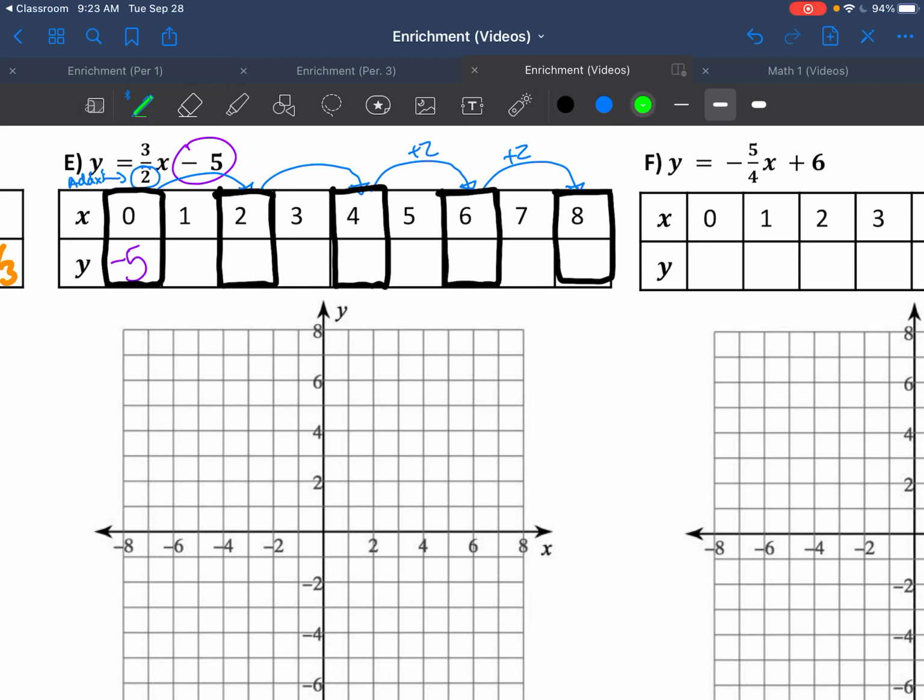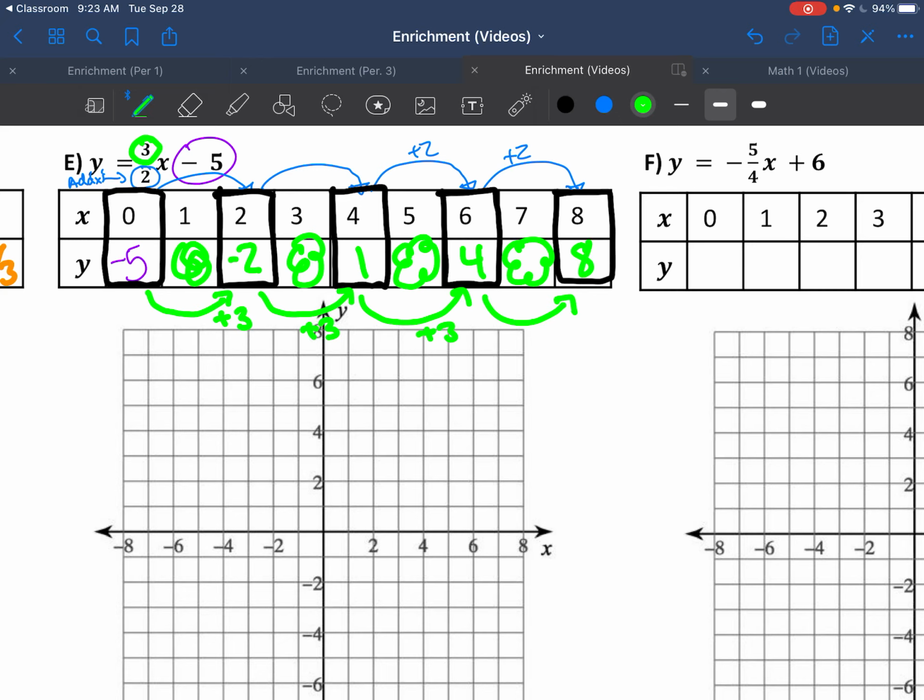Now, because I added my x's, I can figure out my y's. My y's, we are adding by 3 as we go to each of those x steps that we chose. The ones in between would be ugly fractions, and we don't want to deal with ugly fractions. So -5 plus 3 gives us -2. -2 plus 3 is 1. 1 plus 3 is 4. 4 plus 3 is 7.